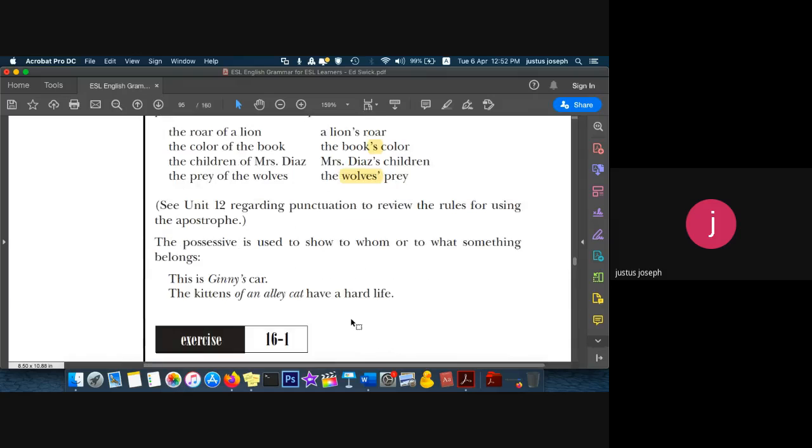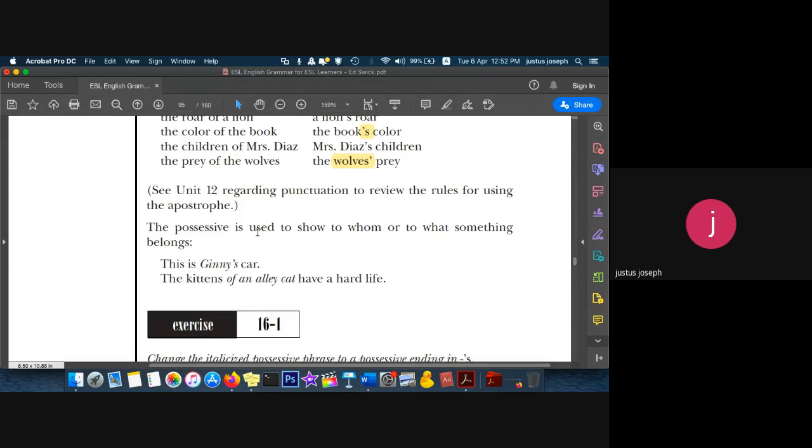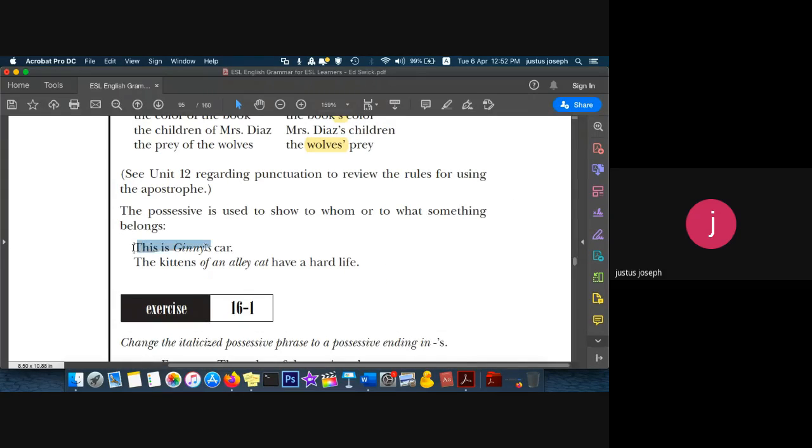So this is how it will come up in a sentence. This is Ginny's car, or the kittens of an alley cat. I don't know why they have put it here. Again, this is possessive, but it does not actually use an apostrophe. Anyway.